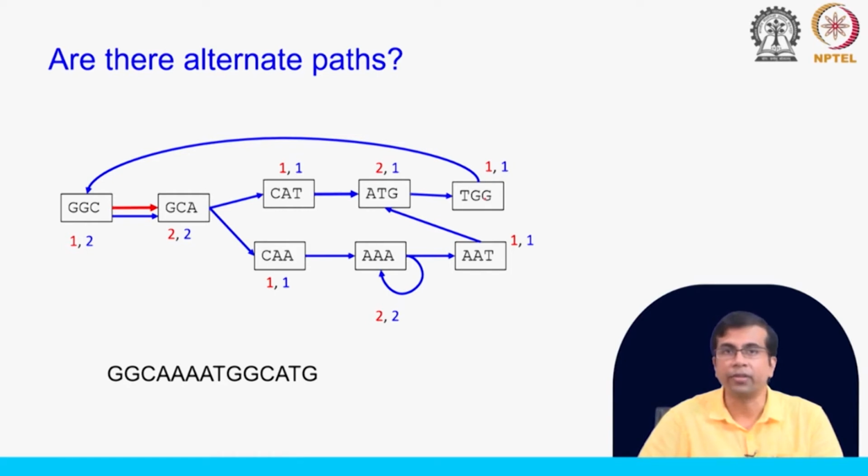We have traversed every edge exactly once in this graph, and that means this is an Eulerian path, and corresponding to that path we have got the reference sequence.